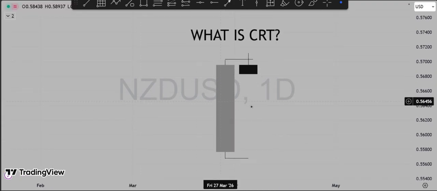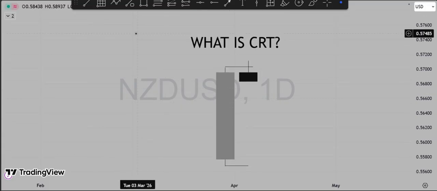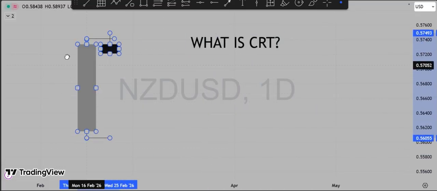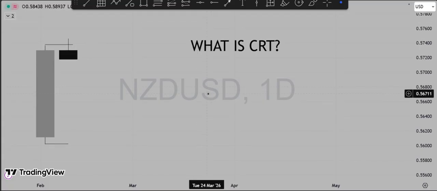Now, I hear a lot of people say CRT is not a new thing actually. It has been in existence, just a different strategy from SMC and other strategies like that. So let's move this aside. What is CRT? First of all, CRT stands for candle range theory. C is for candle, R is for range, and T is for theory. Now, what does that mean?